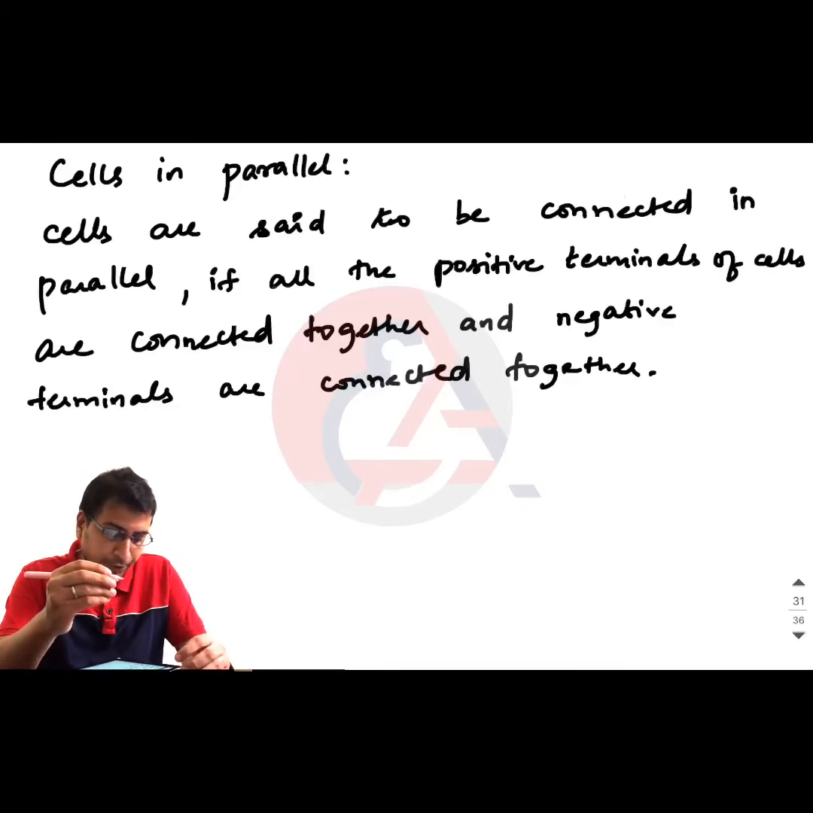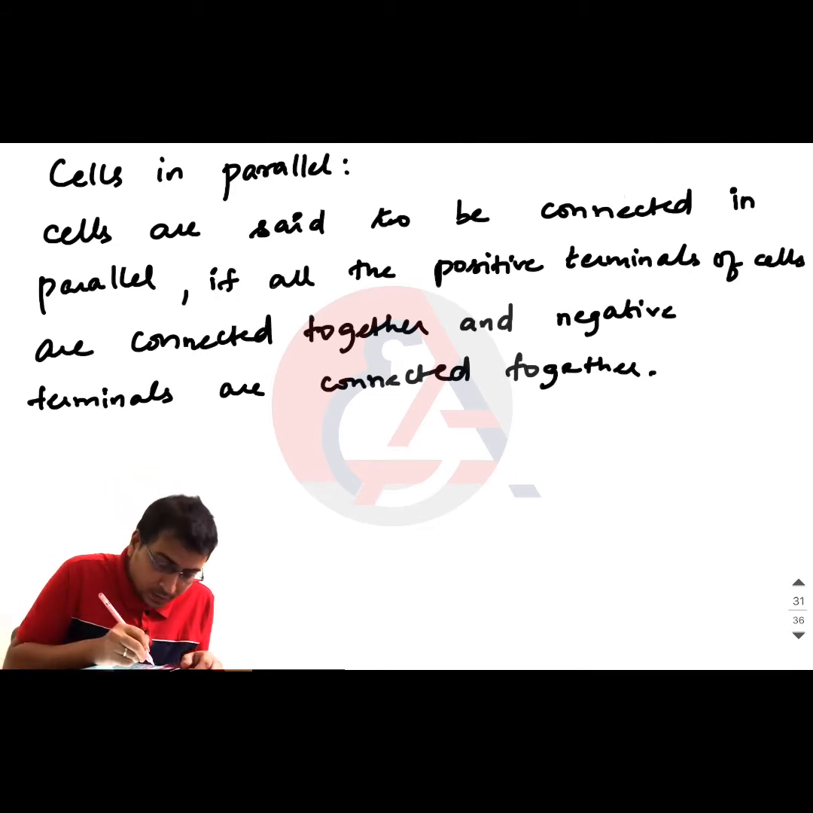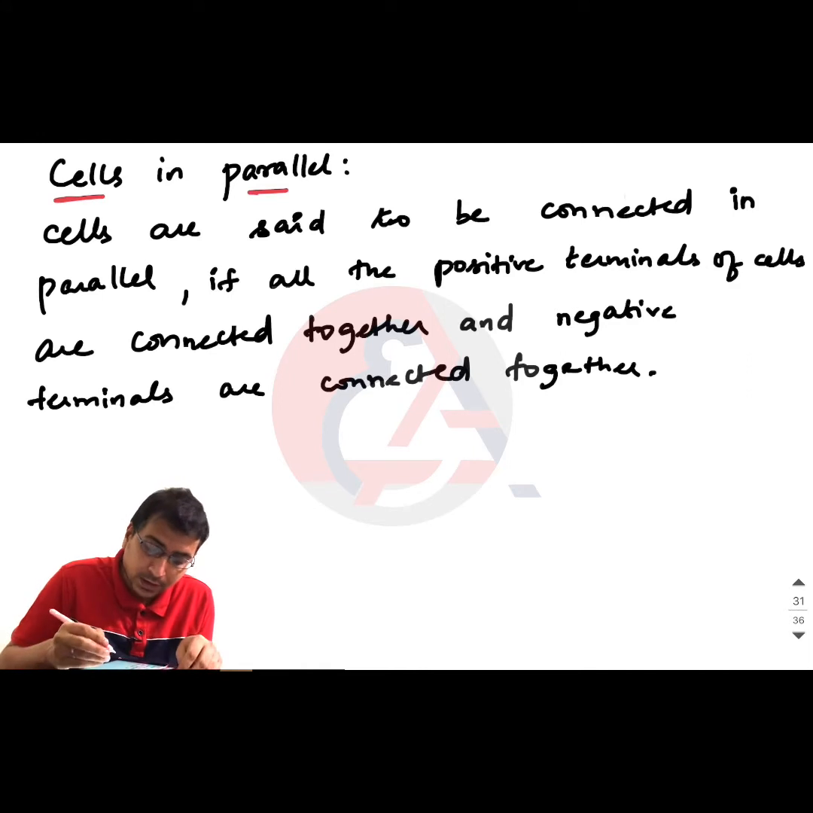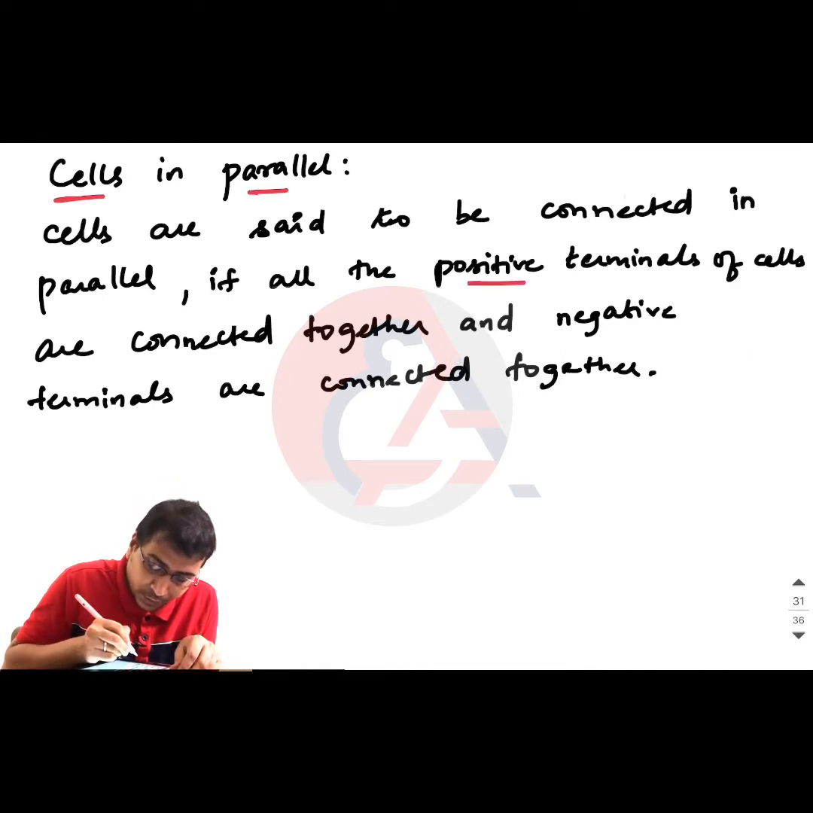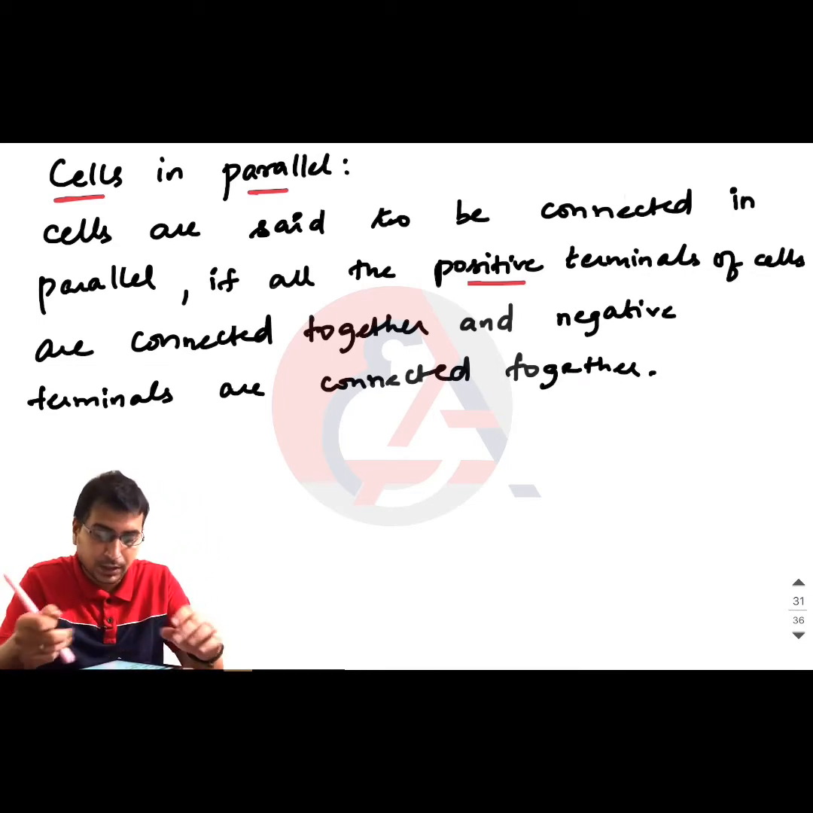Now the topic we are going to discuss is cells in parallel. So when are cells said to be connected in parallel? Cells are said to be connected in parallel if all the positive terminals of the cells are connected together and the negative terminals of the cells are connected together. Let's visualize how it looks.